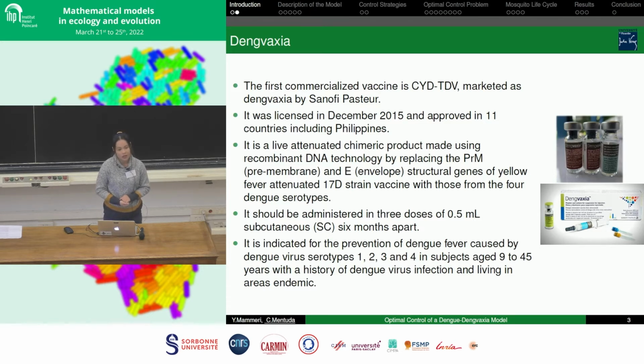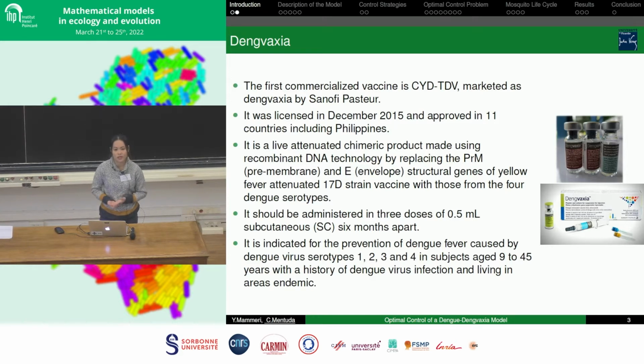Dengvaxia is a live attenuated chimeric product made using recombinant DNA technology by replacing the pre-membrane and envelope structure genes of the yellow fever 17D strain vaccine with those from the 4 dengue serotypes. Sanofi Pasteur recommended that it should be given in 3 doses, 6 months apart, for individuals of age 9 to 45 who already had a previous infection of dengue.